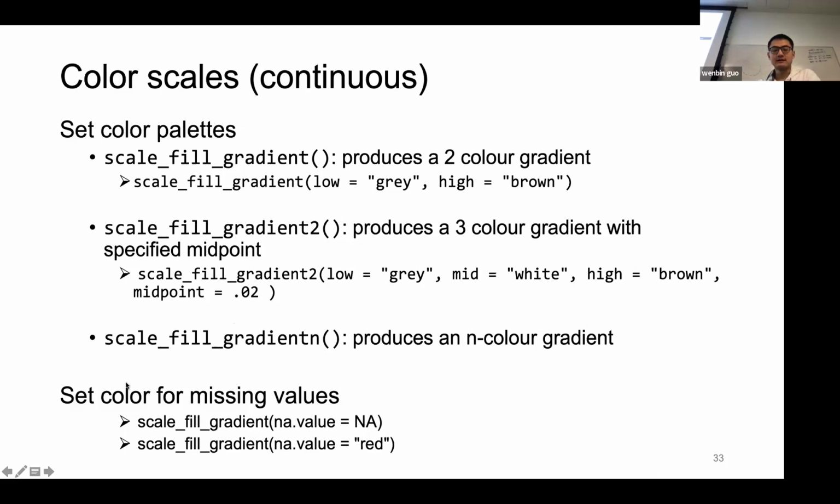And usually, if you have some missing values in your data, you can also try to specify the values, either to just ignore them or give them a transparent value, like putting the NA value as NA. But if you want to highlight the missing values in your data, you can use a red color. So this is also very useful. If you don't specify anything, you probably get a gray color. That is the default color.